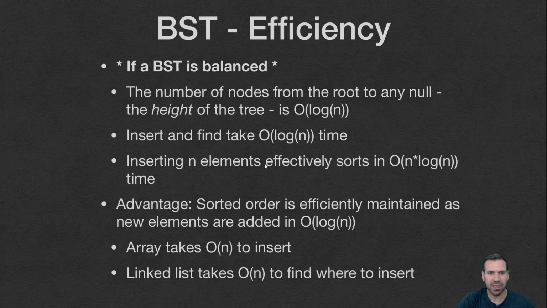And it's because insert and find take log of n. Each recursive call takes constant time. It takes the same amount of time no matter how big the tree is. And we have to make log n recursive calls in the worst case because sometimes we have to go from the root down to the furthest null. So it's O of the height of the tree, which is log n for a balanced tree.